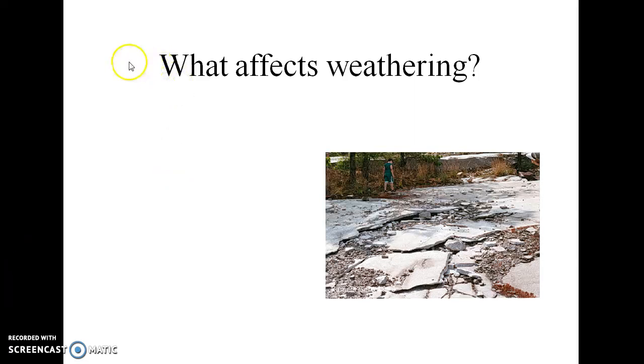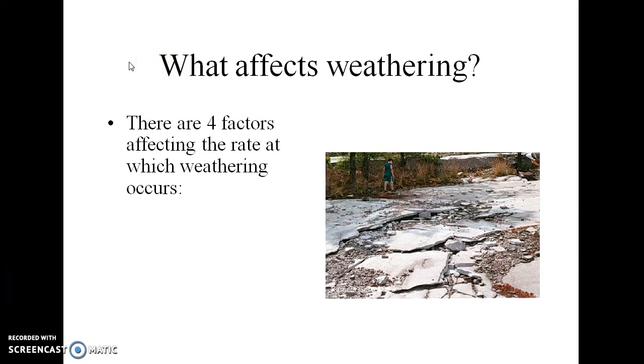All right, so what affects weathering? There are four factors that affect the rate at which weathering occurs. Climate, of course, is the number one factor. If you're in a tropical region, the type of weathering that you're going to experience would be chemical weathering. Chemical weathering is one of those that uses hydrolysis, oxidation, acid precipitation.